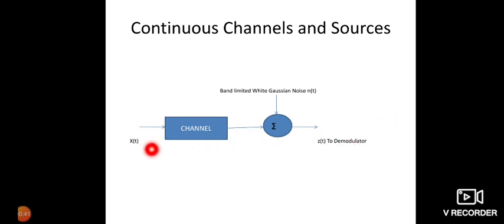There is a channel, the input is x of t. X of t is the representation of a continuous time signal. It is given to an adder. This schematic representation shows that there is always a presence of noise in the channel. So in the channel there will be addition of the noise. That noise is band limited white Gaussian noise, represented as n of t. So n of t plus x of t will be z of t. When the input signal passes through a channel, it gets added with the noise, and the resultant will be z of t, and that is given to the modulator.